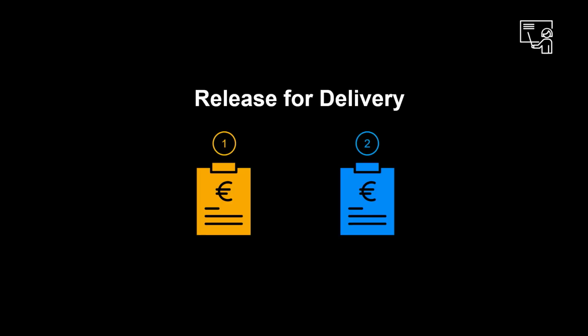Before we head on to the system demo, let's look at the concept. Classic ATP logic works on a first-come, first-served basis. The first order will get stock allocated first, then the second, then the third. With the release for delivery app, the end user can make final adjustments of deliveries to be created. This can be used to move delivery quantities between customers by business priorities.